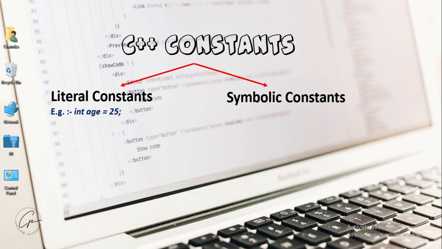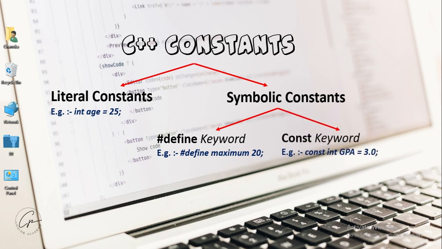Symbolic constants. A symbolic constant is a constant that is represented by a name, just like variables are represented, but once a symbolic constant is assigned it cannot be changed. After assigning a value to a constant in a program, it cannot be reassigned. If you try to do so, the compiler gives an error message. There are two ways to declare a symbolic constant in C++: using the hash-define keyword and the const keyword. Note that the variable maximum doesn't have a specific type like int, float or char, etc.